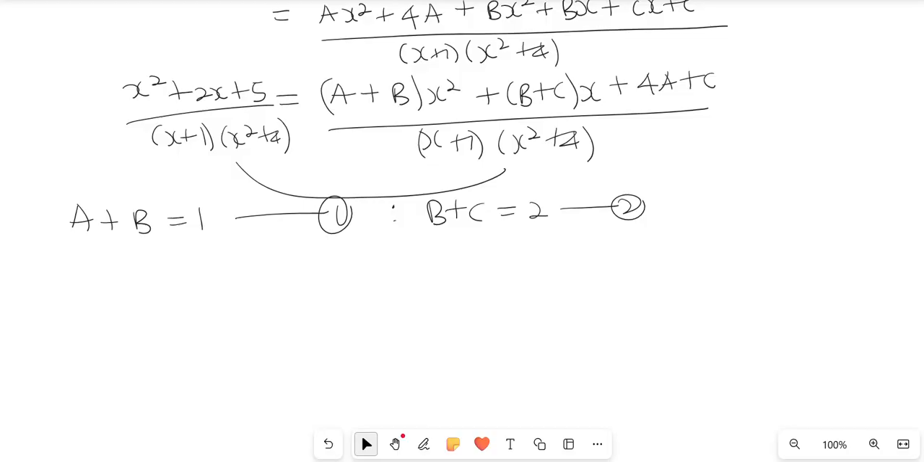And lastly, the constant terms. The constant term on the left hand side is 5. The constant term on the right hand side is 4a plus c. And that should be equal to 5. You can call this equation 3.